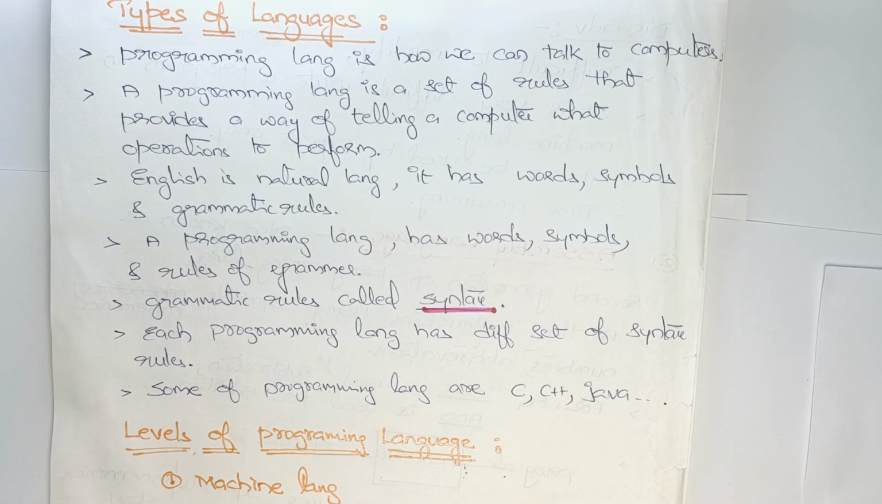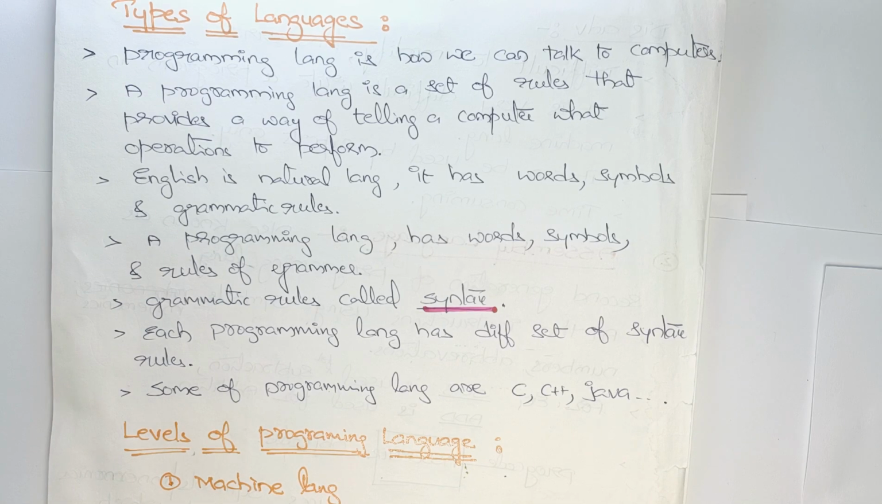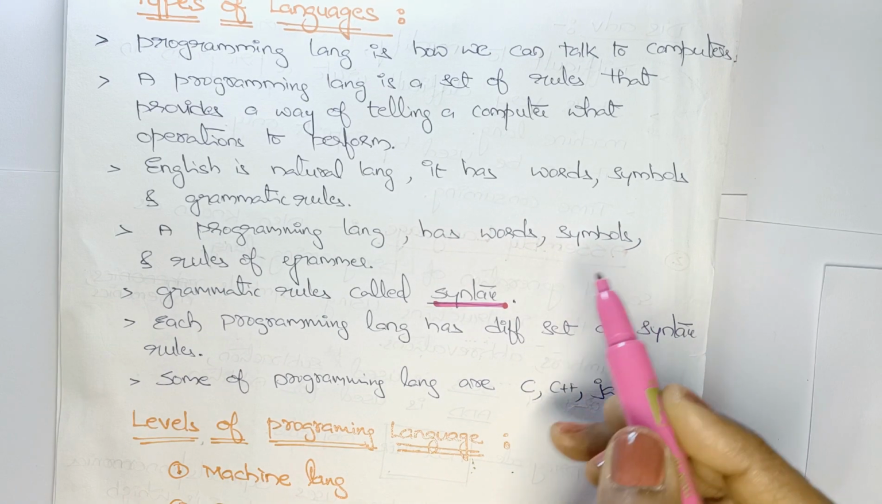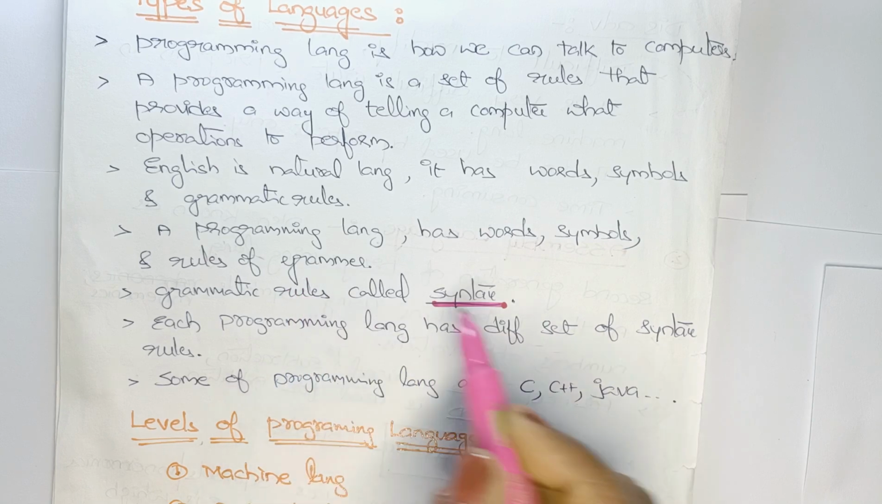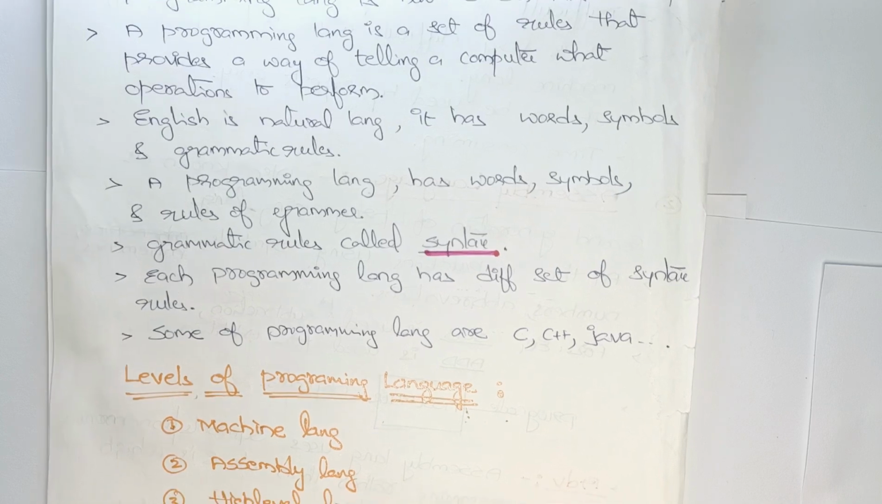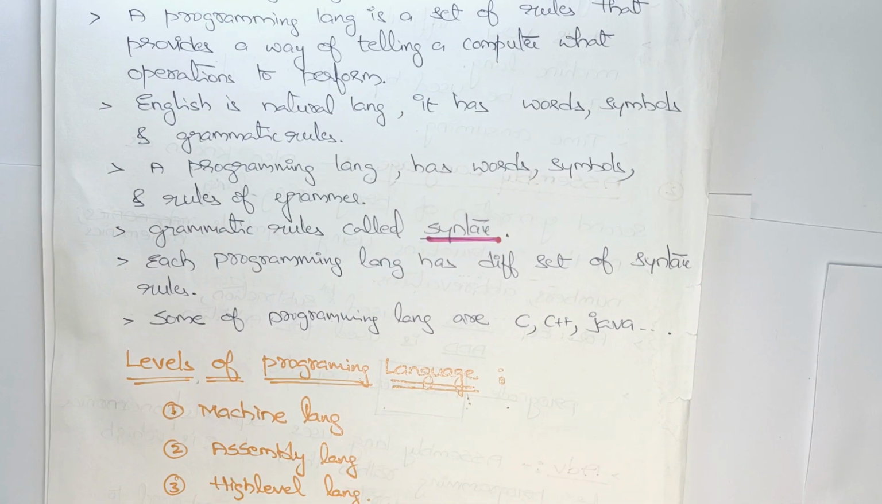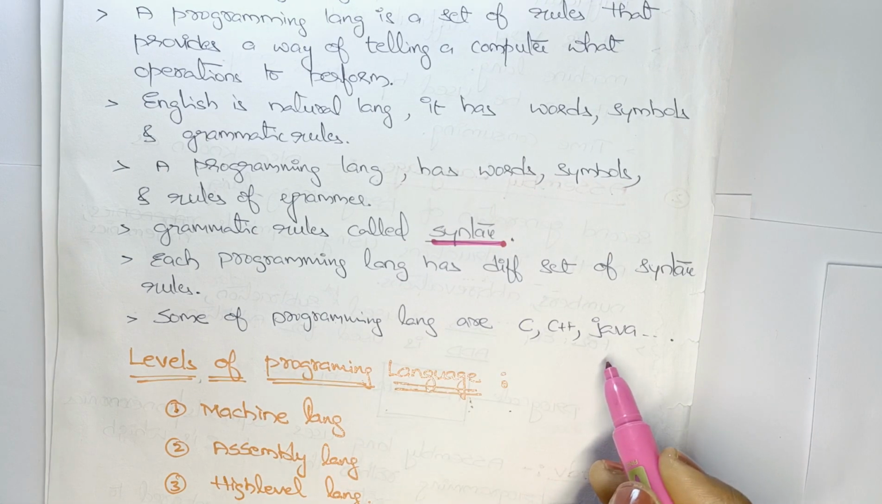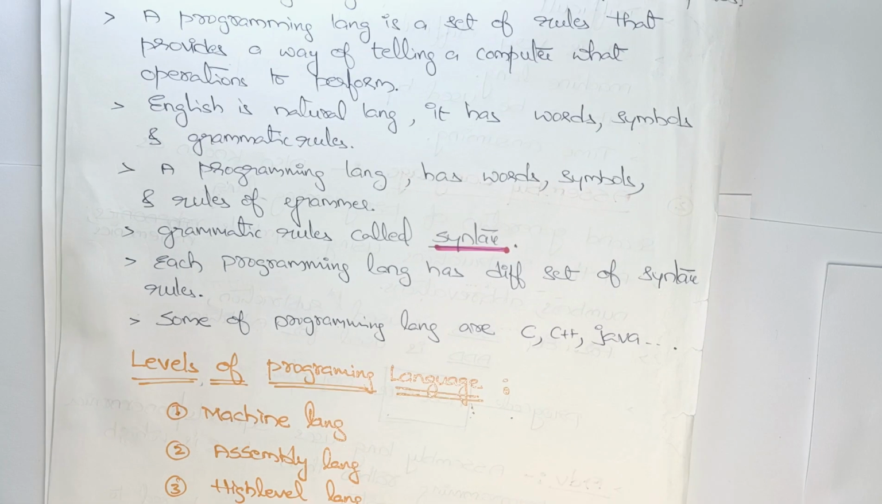So if you want to speak English, you should know what the words, symbols and grammatical rules are. In the same way, if you want to communicate with the computer, you should know what keywords are used, what symbols are used and the grammatical rules, which is nothing but you should follow the syntax of that particular programming language. Each programming language has a different set of syntax rules. Some of the programming languages are C, C++, Java and so on.